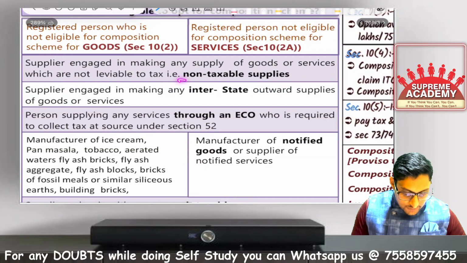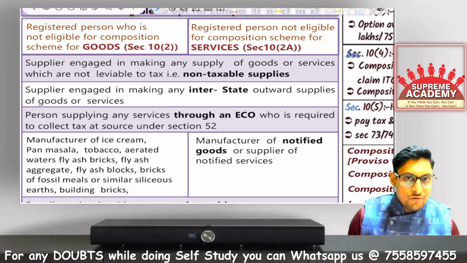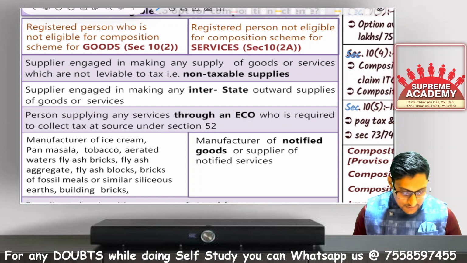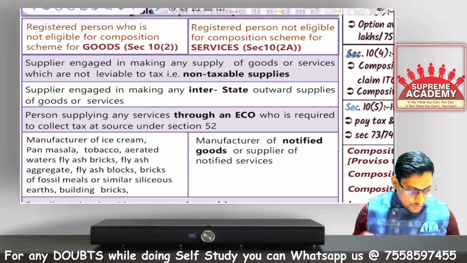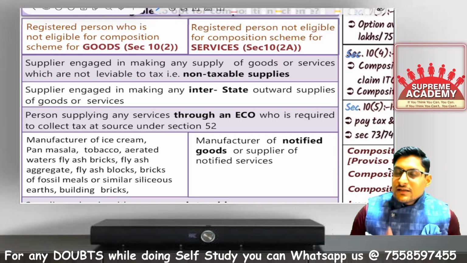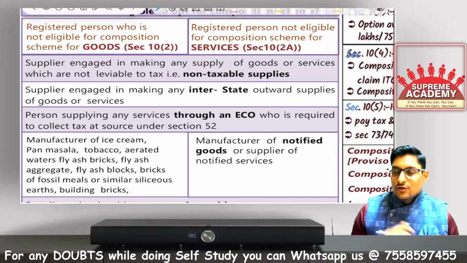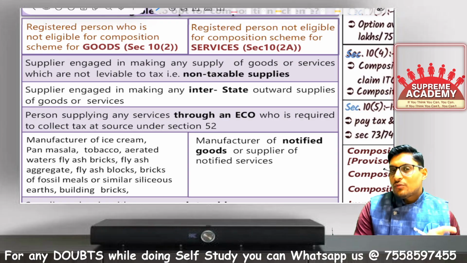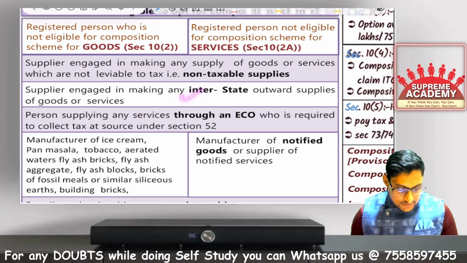First of all, non-taxable supplies should not be done. You should not be a supplier of non-taxable goods. Yes, no interstate outward supplies of goods or services. No interstate outward supplies. Sir, interstate inward supplies can be done. Yes, you can have inward supply, but no outward supply of interstate nature will be considered for composition scheme.